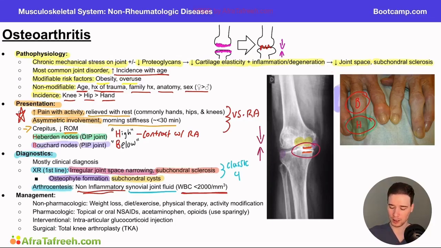Now, finally, moving on to the management here, we can break this up into non-pharmacologic and pharmacologic interventions. So we said that obesity or excessive weight is a risk factor for osteoarthritis. So one of the classic treatment options is to actually include weight loss. If we're able to get rid of some pounds, we're able to decrease the amount of force on those joints. This can improve the symptoms overall. We can also include diet and exercise, which again can be useful for weight loss, physical therapy, and activity modification.